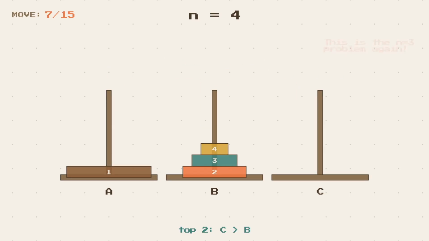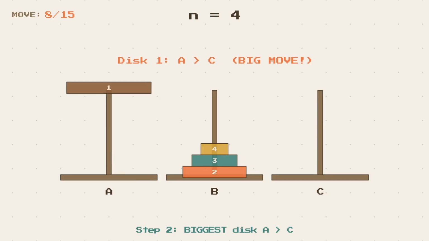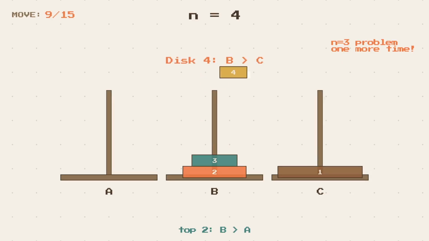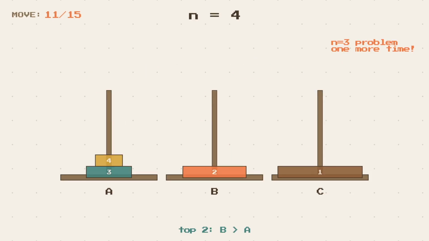Now the biggest disk is free. There it goes from A to C. That is always the key move, one single move in the middle. Now we do the n equals 3 problem one more time. Move these 3 disks from B onto C. Same 7 moves again: top 2 to the helper, then disk 2, then top 2 follow. You can see the pattern.